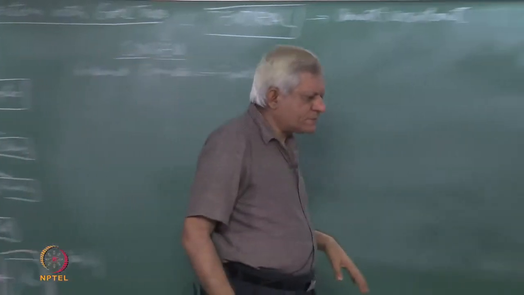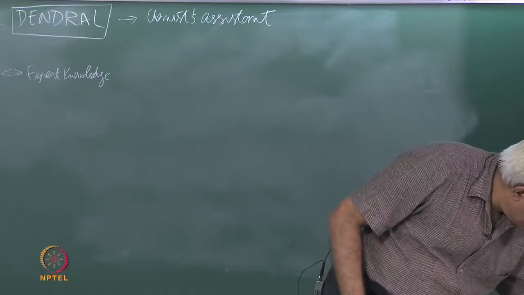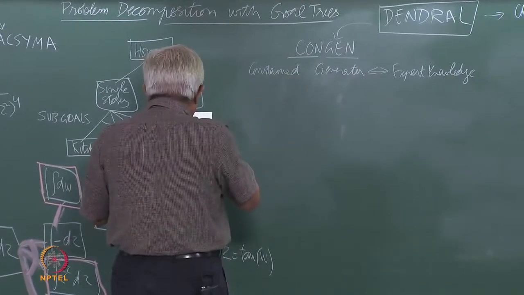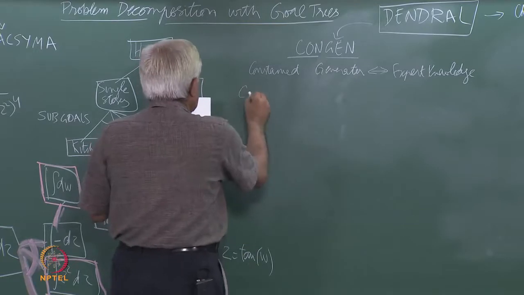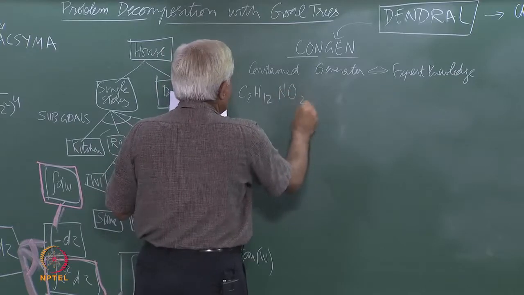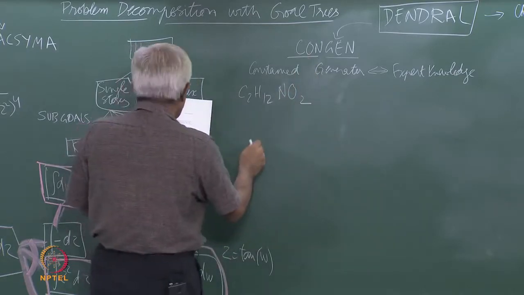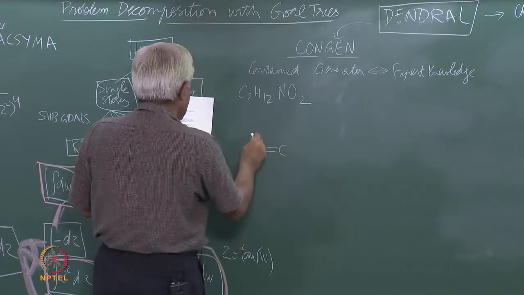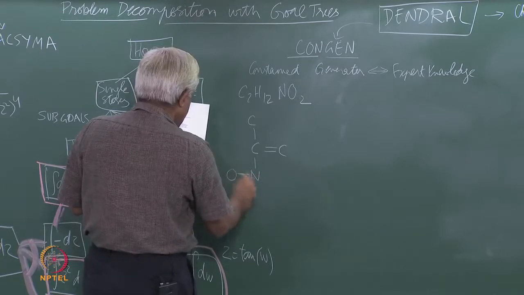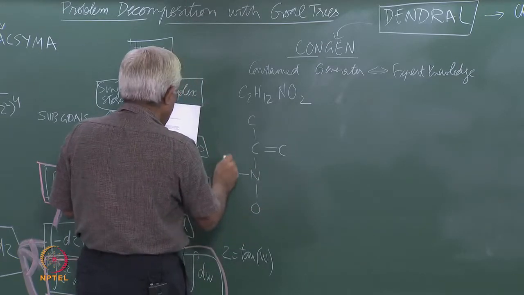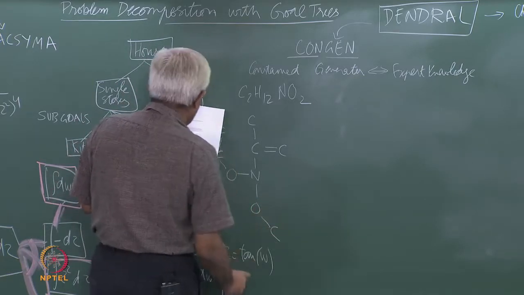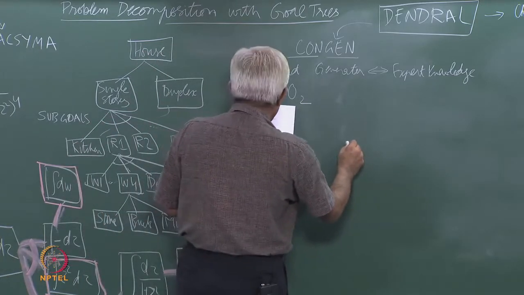So, for example, given a simple thing like C2H12NO2, this ConGen would produce a structure like this, or it would produce another structure.